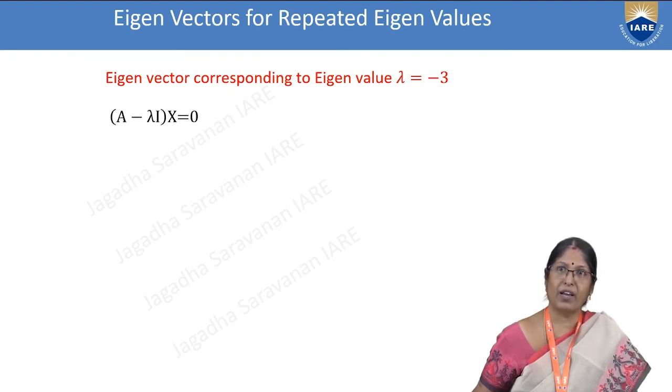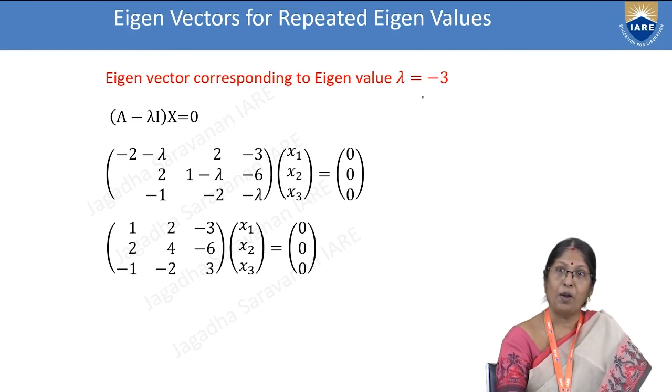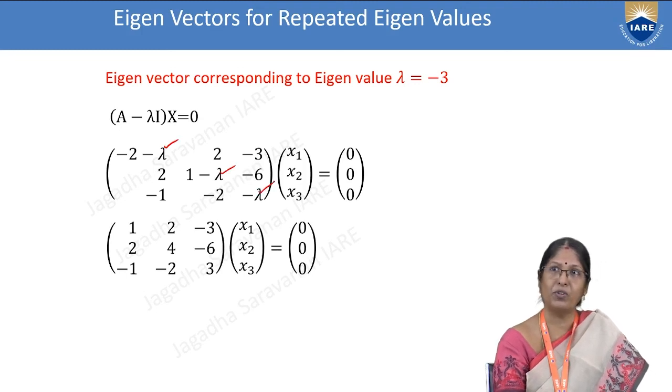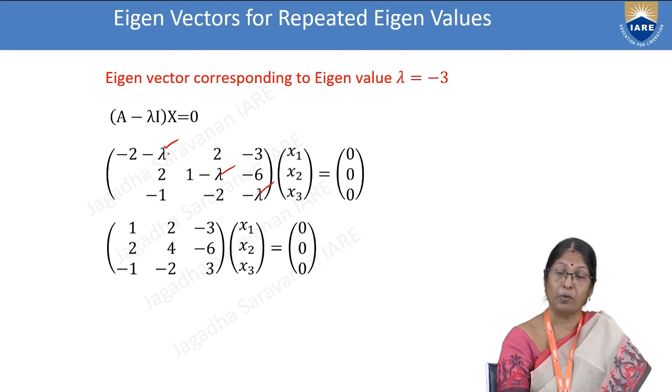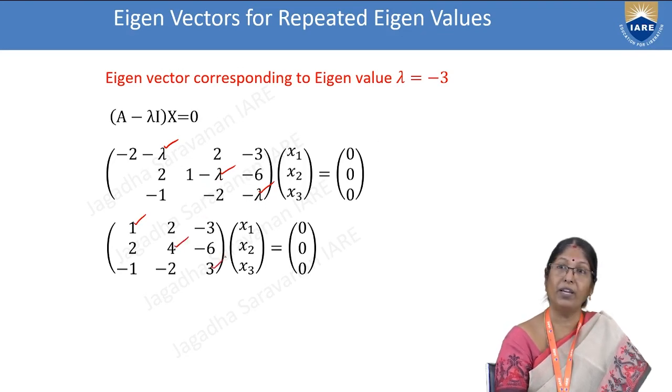This is how to find the eigenvector. (A minus lambda I) into x equal to 0. The matrix. Now, lambda place we have to substitute minus 3. Here, here, here, we have to put minus 3. Minus 2 minus of minus 3 plus 3. We have to be very careful. So, minus 2 plus 3, it is becoming 1. Next, 1 minus of minus 3, so 1 plus 3. Next, minus of minus 3, it is becoming 3.